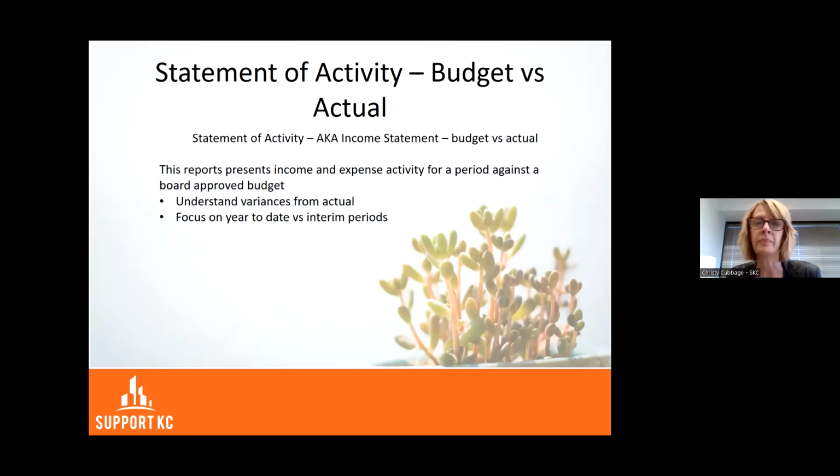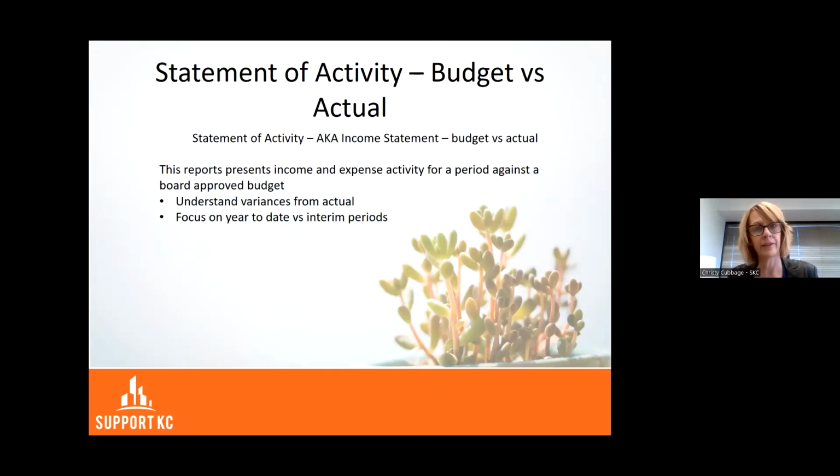I'm going to hone in on the budget versus actual, because I did say earlier that a budget is so important as a board member, because if you're not familiar with the organization, how are you supposed to know if you're hitting your targets? So a board approved budget that is put into the financial system is really important in getting that report. And it's also important to understand variances from actual.